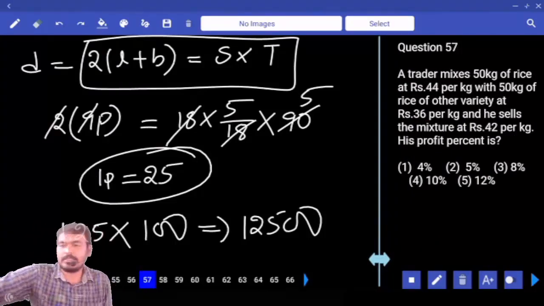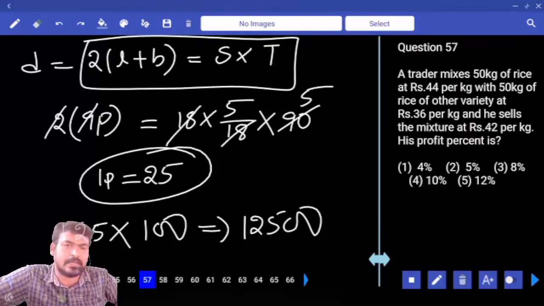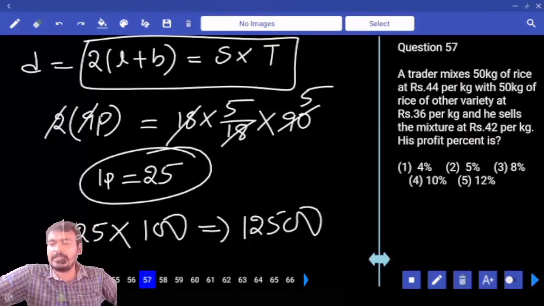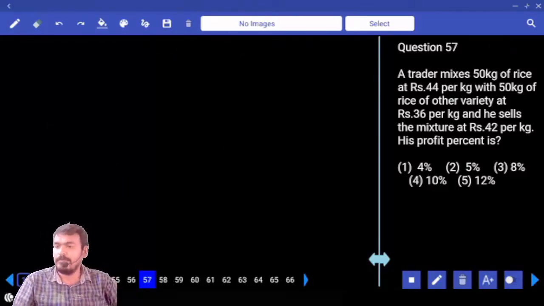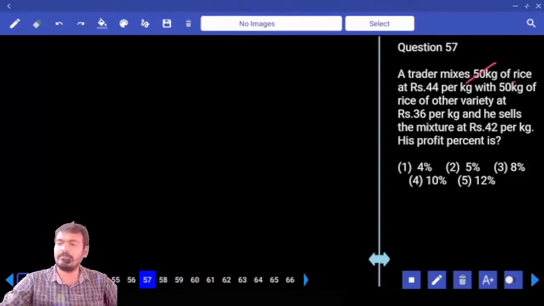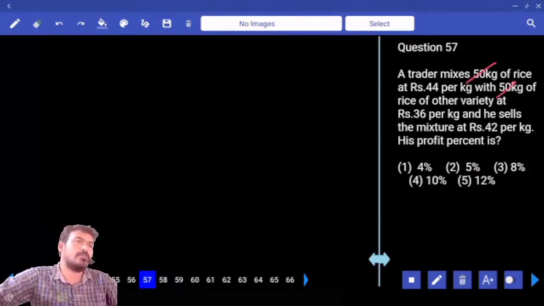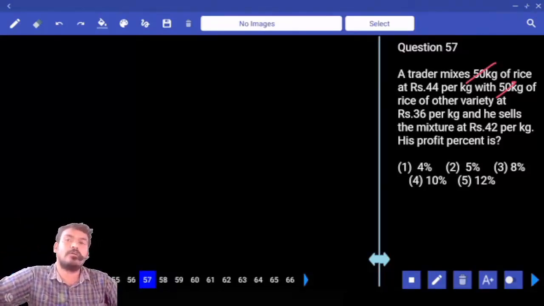Question number 57. A trader mixes 50 kgs of rice at 44 rupees per kg with 50 kgs of rice of another variety at 36 rupees per kg, and he sells the mixture at 42 rupees per kg. Find the profit percent. What is the first one's quantity? 50 kgs. Second one's quantity, 50 kgs. What is the ratio? 1:1. First one's quantity 1 kg, second one's quantity also 1 kg. Total mixture 2 kgs.